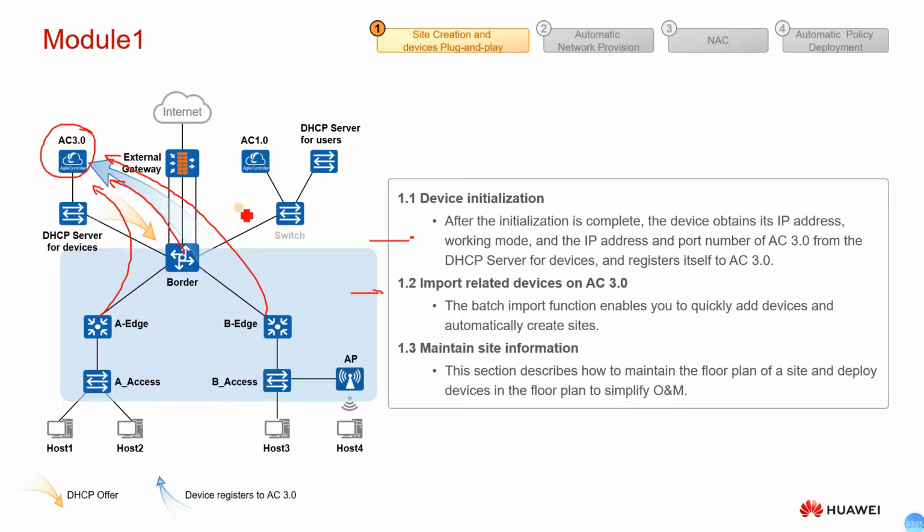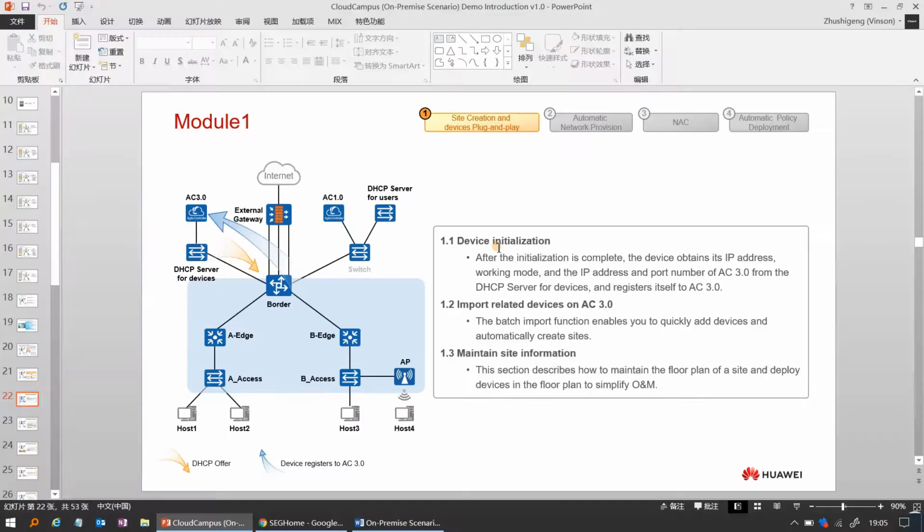So after step 2, you can see all of these devices, and the status of all these devices, sorry, not the AP, will be online on the AC 3.0. And the third step will be the maintenance of the site information. Okay, so this is the first module.